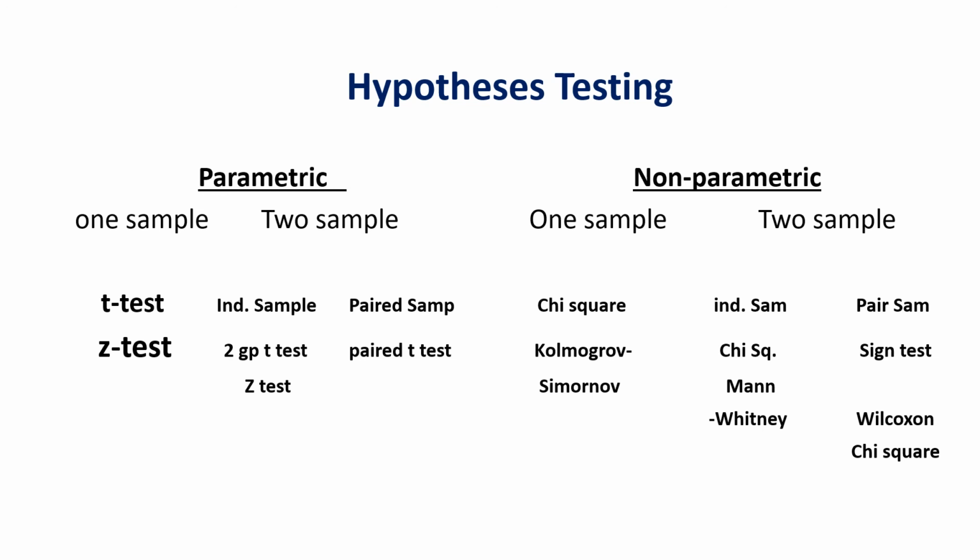The sample is the same before and after. Before applying a new teaching method, what was their learning? And after applying a new teaching method, we take another test from the same sample and we compare their performance before and after applying the new teaching method. So it is called paired sample. We get two sets of scores, but these two sets of scores are from the same sample.